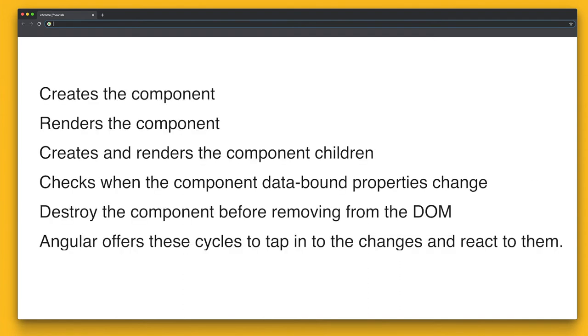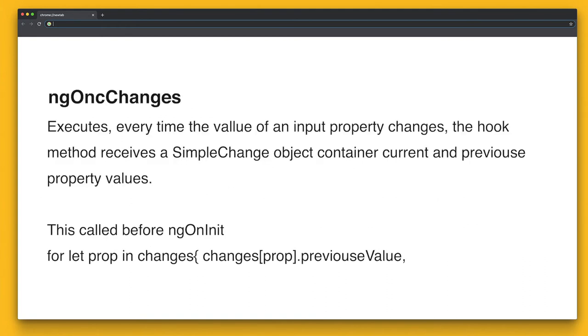So overall, what are lifecycles there for? We understood it creates the component, it renders the component, it creates and renders the component's children, checks when the component's data-bound properties change, and destroys the component before removing it from the DOM. Angular allows you to tap into all these lifecycle hooks and react to them accordingly. Hence why lifecycle hooks are amazing. And you can see it also in React, where they introduced hooks in 16.8.